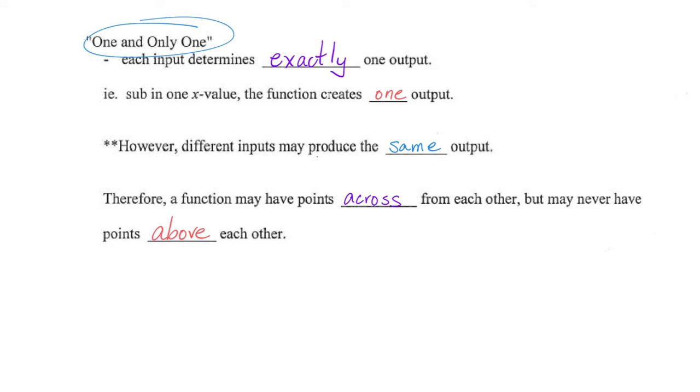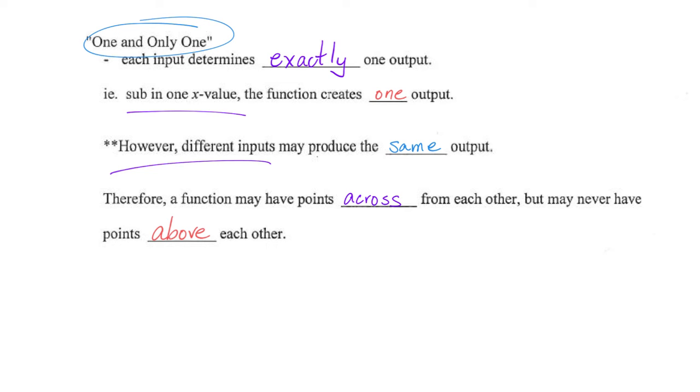So if we take a look at the next line, if you sub in one x value, then the function creates one output. One input gives me one output. Now, we might argue, that seems pretty straightforward, so why are we breaking this down so much? Because the confusion could be that different inputs can give me the same output. And that's where sometimes our idea can get a little messed up.